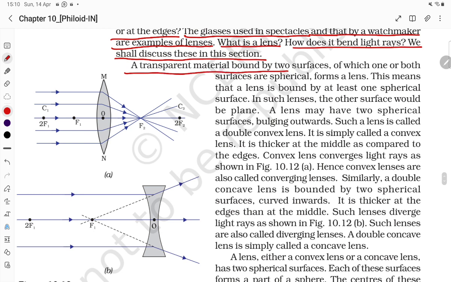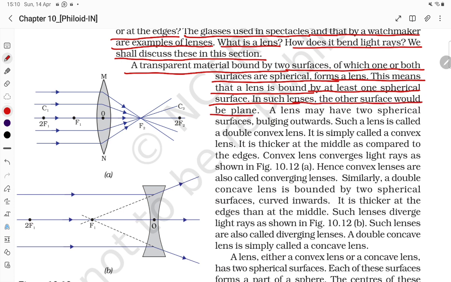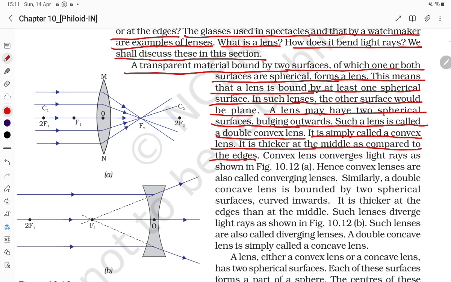A transparent material bound by two surfaces, of which one or both surfaces are spherical, forms a lens. This means that a lens is bound by at least one spherical surface. In such lenses, the other surface would be plane. A lens may have two spherical surfaces bulging outward. Such a lens is called a double convex lens. It is simply called a convex lens. It is thicker at the middle compared to the edge.